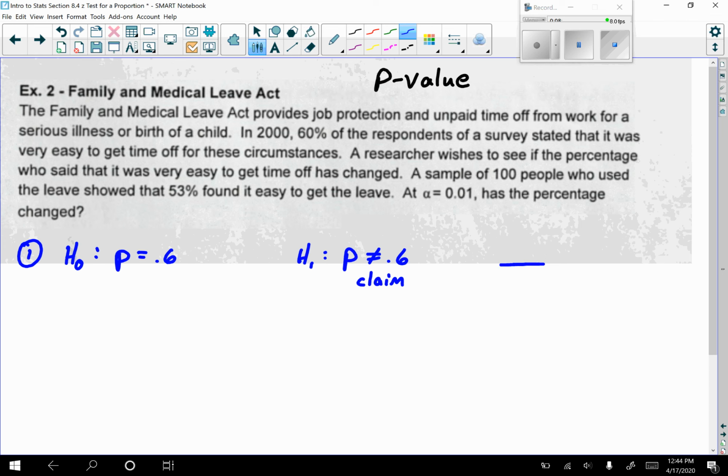This is still a two-tailed test, but we're going to use the p-value method here. So we're looking at area off to the right and then to the left here. So this means in step 2, we don't find the critical value, we find the test value.